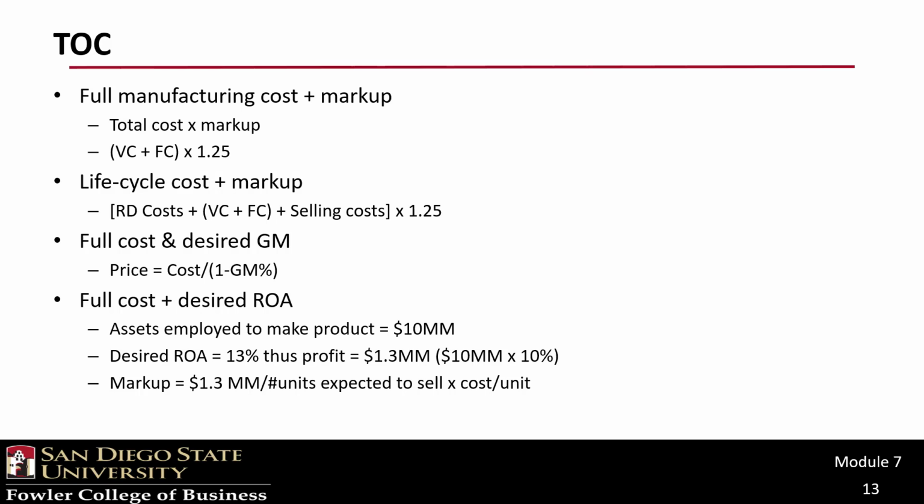And then full cost plus desired return on assets is a little different way of looking at it. So imagine that you could measure the cost of a particular asset you needed to put in place. And you said, well, look, I have to have a target return on assets of, let's say, 13%, right? So that means that if the asset employed to make the product costs 10 million, then I need the profit to be 1.3 million, which means that I better mark it up so that I'm going to generate 1.3 million worth of profit.